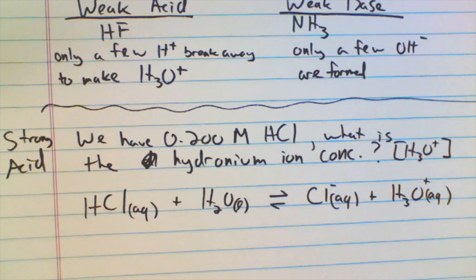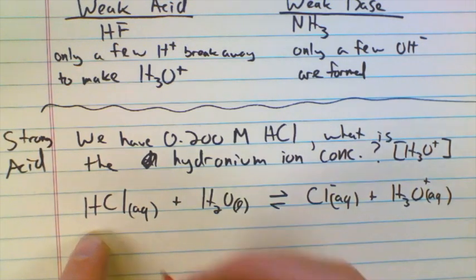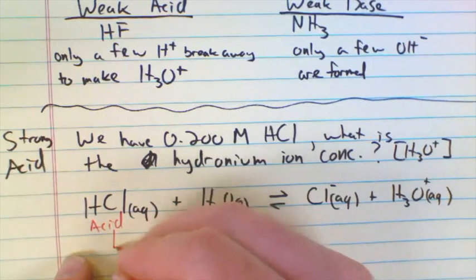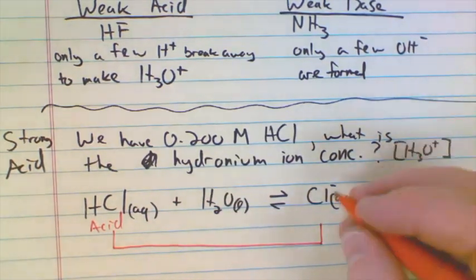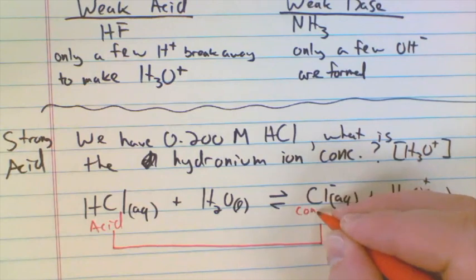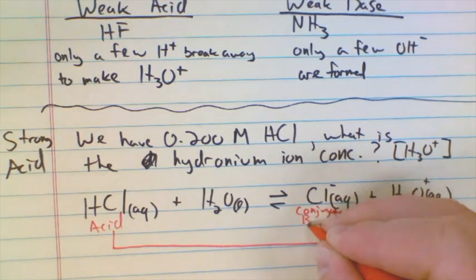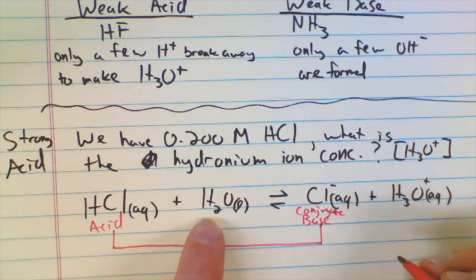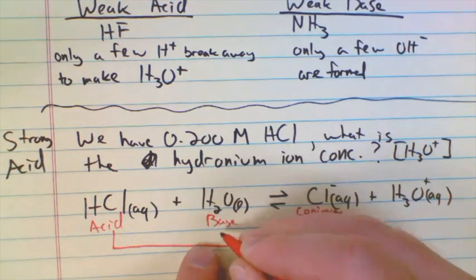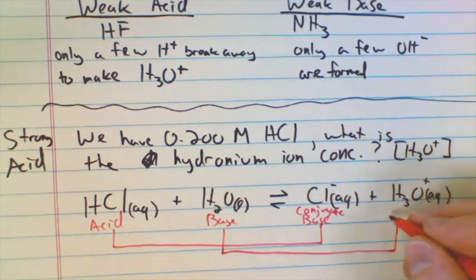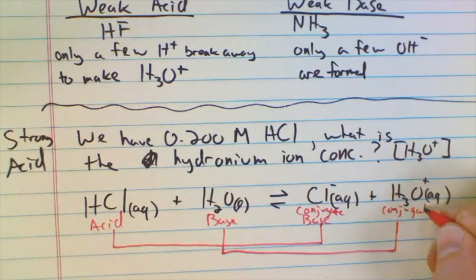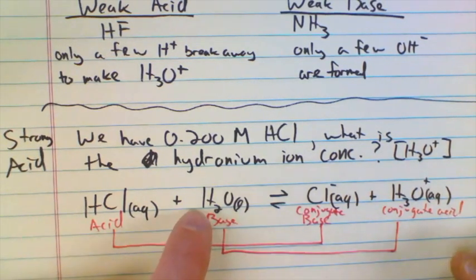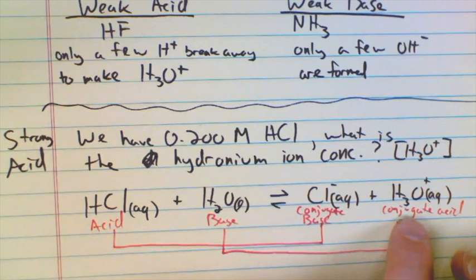Just for fun, let's put in our conjugate pairs for this. What do we call HCl? Acid. Then what is chloride? Yeah, it's our conjugate base. Proton donor, proton acceptor. And then what do we call the water? Base. And H3O, conjugate acid. Proton acceptor, proton donor.